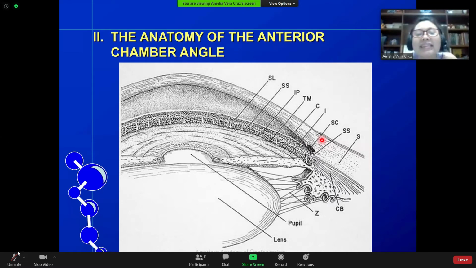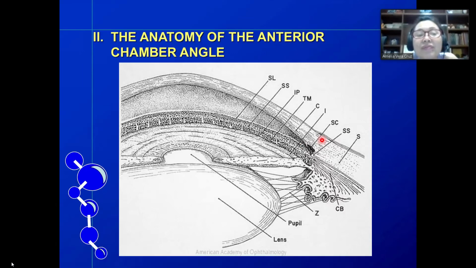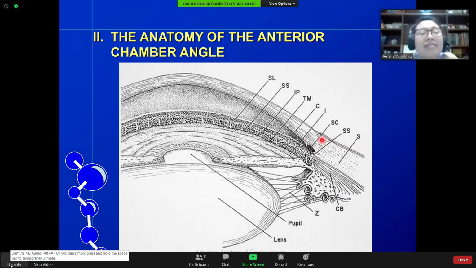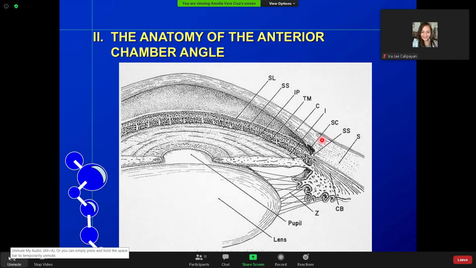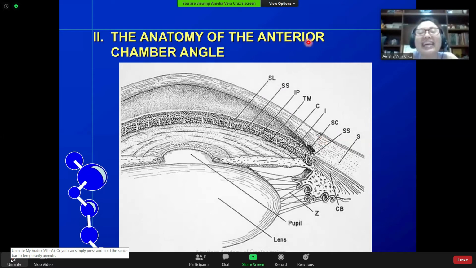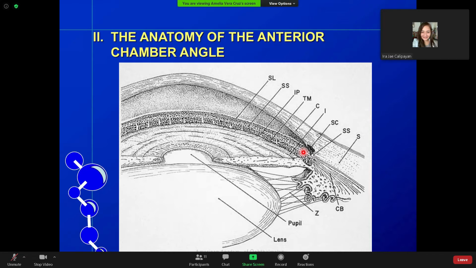Okay, I'll give you a hint. It is the termination of your Descemet's membrane. What is that? Schwalbe's line. Yes. Then, posteriorly, what is the border of your anterior chamber angle? The anterior surface of the iris and the ciliary body, Doc.